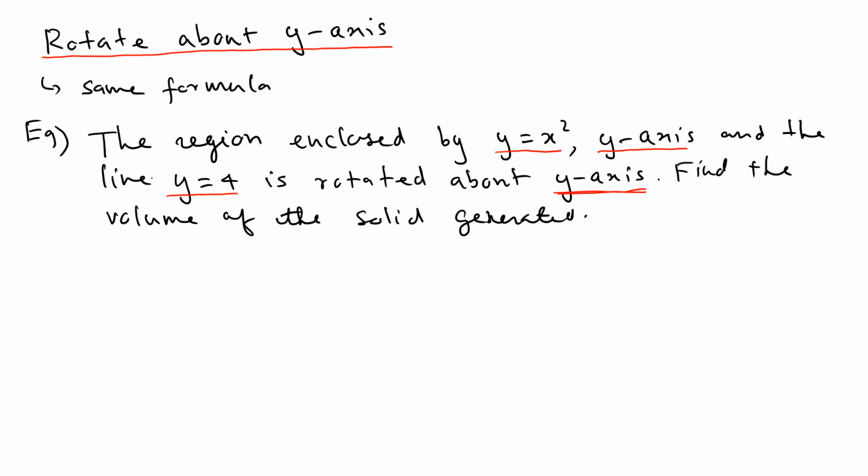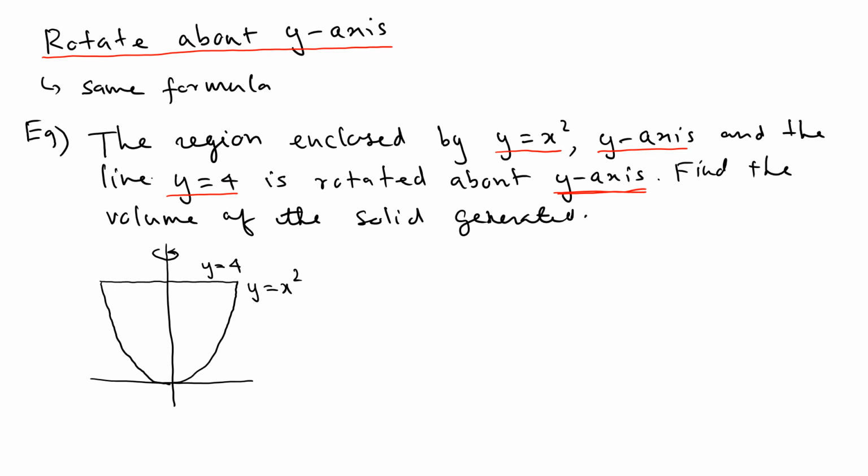So we still have the same parabola. What we're going to do now is rotate this one, and also go up to 4. So the region we are talking about is the y equals x squared parabola, and then the y equals 4 line here, and then the y-axis. So you rotate not about the x-axis, but about the y-axis. Once you rotate about the y-axis, what's going to happen? It's going to reflect to the other side. So it's going to look like this now. So this is the shape of the solid.